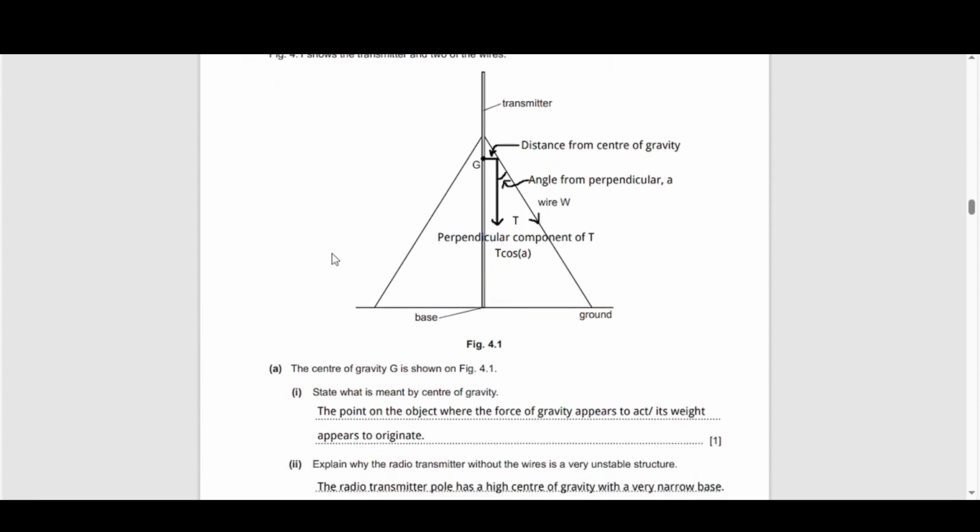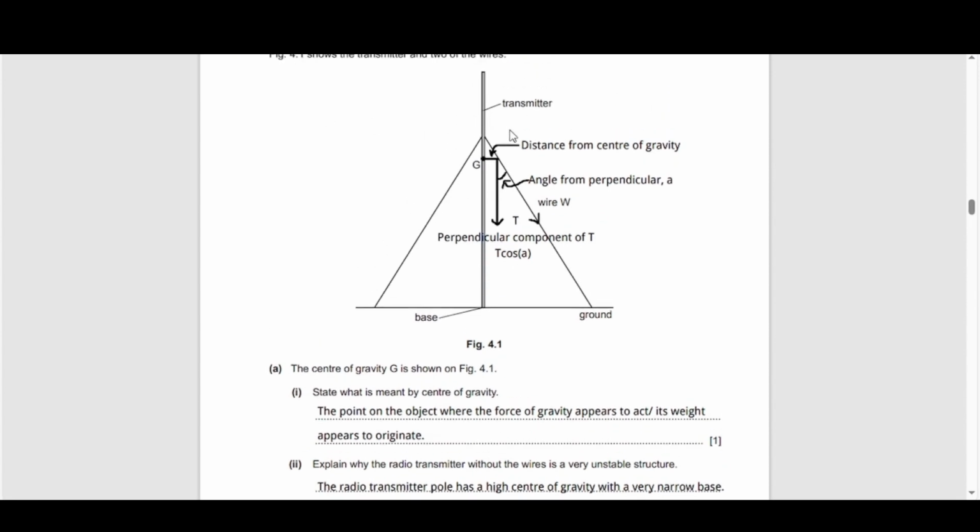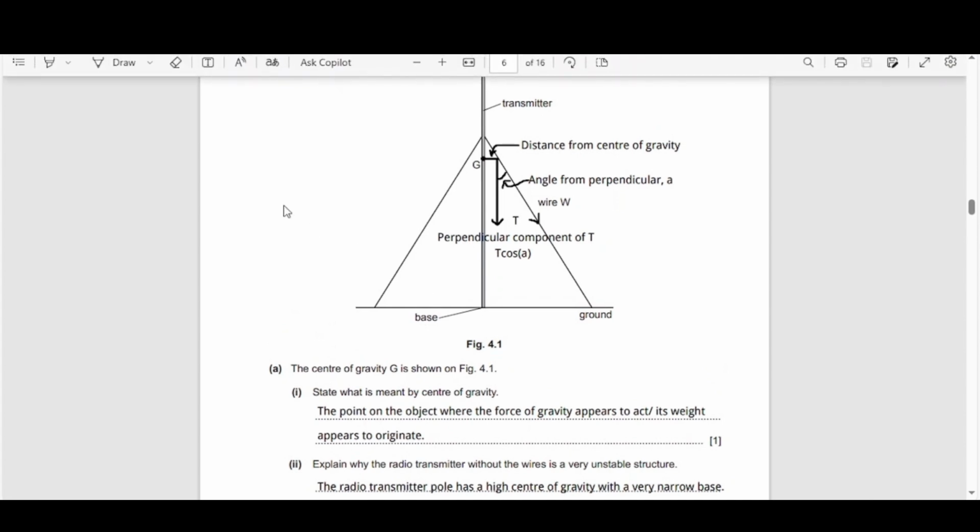State what is meant by the center of gravity, right? So center of gravity, we didn't really look at it in the key concepts tested, but I did mention that I will be looking at questions where it has shown up and where you are expected to explain it. So in this case, when they ask what is meant by center of gravity, it is the point on the object where the force of gravity appears to act or where its weight appears to originate from, right? So if you have this transmitter here, although yes, the mass of the transmitter is probably evenly distributed across its entire volume, it appears that the weight of the transmitter acts from this point G. So that is what the center of gravity is.